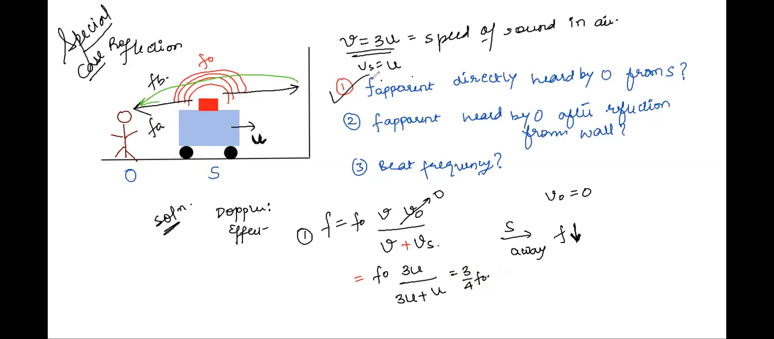Now, Karuna, the twist comes in the second part. When you practice questions of this sort, you will get used to it. But this is the first time that you're coming across it. You might feel a little different. So what happens is, whenever there is reflection happening at any wall or any intervening medium, that wall starts behaving as a secondary or an apparent source of sound.